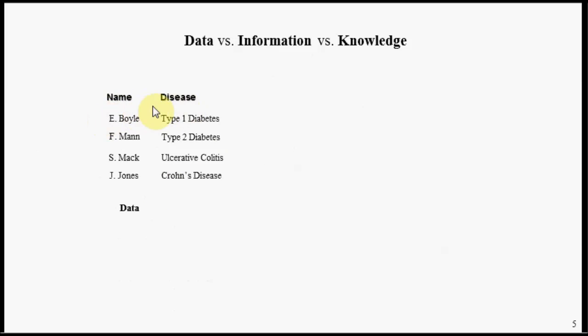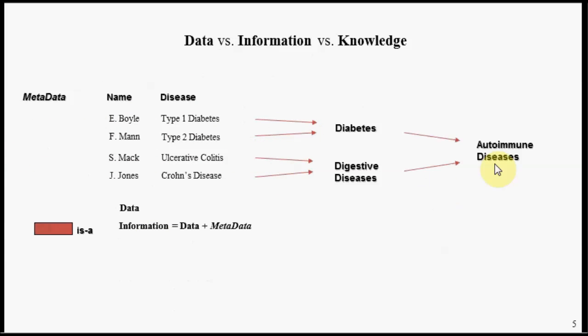Now, if I add column headers here, these column headers are what are known as metadata. And so what we get is data plus metadata is our definition of information. Well, what if I put an overlay here, the following? We see type 1 and type 2 diabetes are specializations of this more general category of diabetes. Ulcerative colitis and Crohn's disease are specializations of this more general category called digestive diseases. So what do you call this structure, this knowledge overlay? I call it meta-information. And so my definition of knowledge is information plus meta-information.